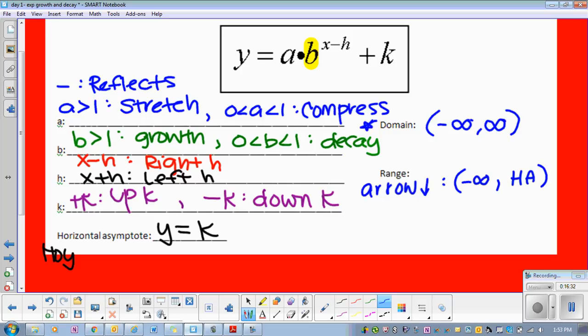Negative infinity to K. Good, yeah, so if you just want to put K instead of the HA, you could do that. And if you have an arrow going up, well then, that means that your graph starts at the horizontal asymptote, which is also K, like Mitchell said, and you go up to infinity. Right? And we'll practice kind of looking at the graph and figuring this out too. Any questions? All right.